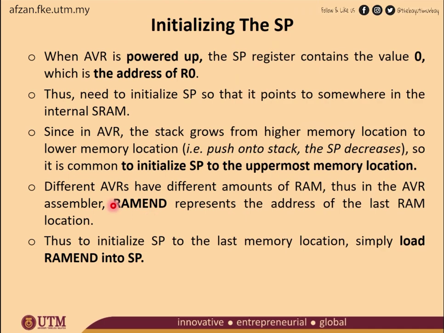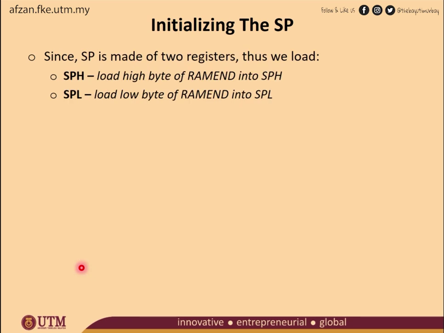Different AVRs have different amounts of RAM. In the assembler, RAMEND represents the address of the last RAM location. So to initialize your stack pointer to the last memory location, simply load RAMEND into your stack pointer. So how to do that? Recall that the stack pointer is made of two registers, which are SPH and SPL. In order to initialize your stack pointer, you need to initialize stack pointer H and stack pointer L so that they point to your RAMEND.